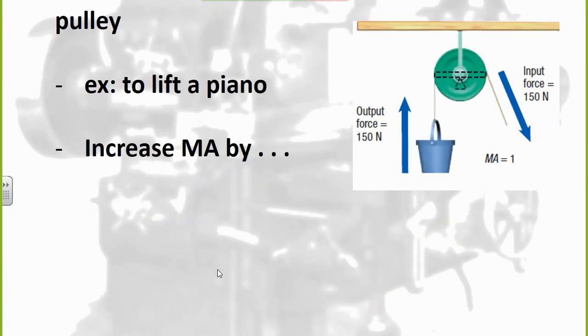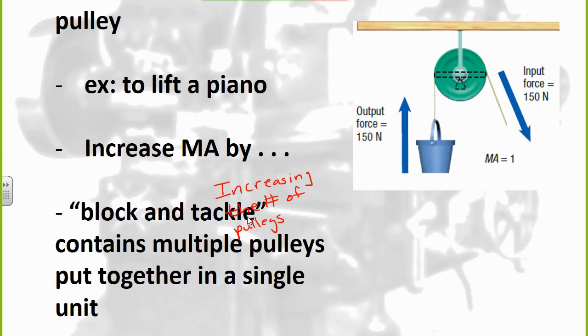Okay, so let's look at a pulley. Now, pulleys are really cool machines. And how do you increase mechanical advantage? You're going to increase it by increasing the number of pulleys. Kind of sounds funny, but what we do is we create a block and tackle system. The block and tackle system is going to be something that basically connects multiple pulleys together.